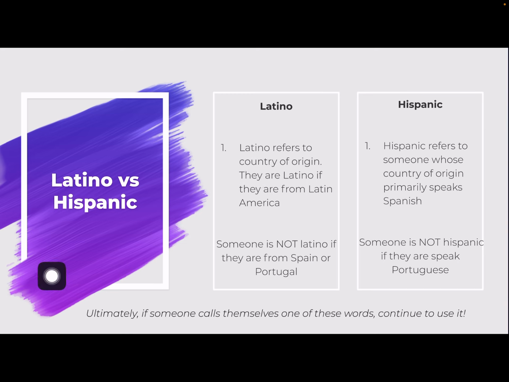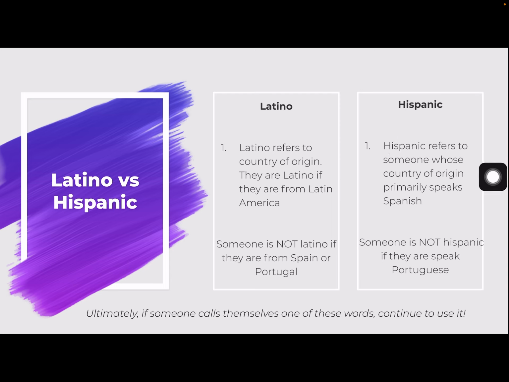Latino refers to the country of origin. So if you say yo soy Latina, then you are from Latin America. Latin America is basically Mexico and south, so including Central and South America. It does not include Spain and Portugal. That's the big kicker, because those are part of Europe. So if you're saying yo soy Latina, then you are from a country in Latin America.